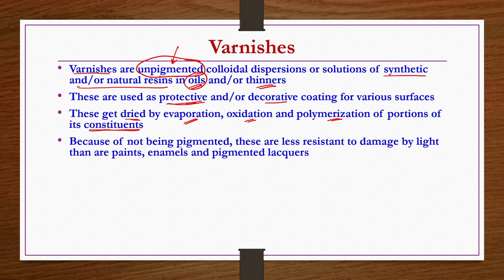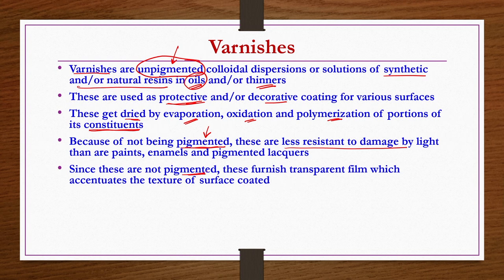As mentioned already, since these are not pigmented, they are less resistant to damage by light than paints, enamels, and pigmented lacquers, because pigments provide resistance to destructive light. The pigments present in paints or lacquers resist the destructive light from reaching the surface on which they are applied. Since they are not there in varnishes, these products would be less resistant to damage by light than paints.